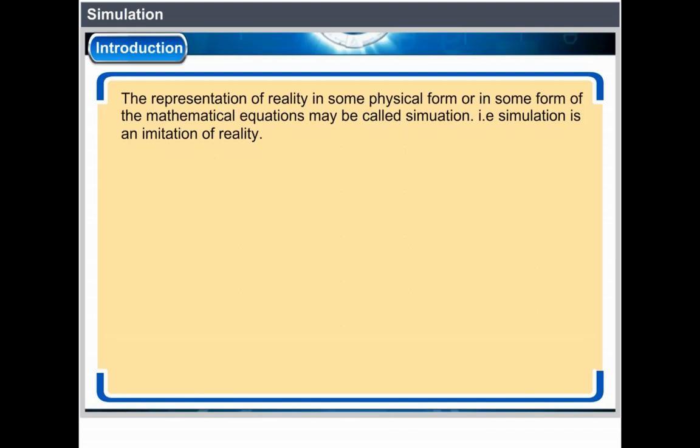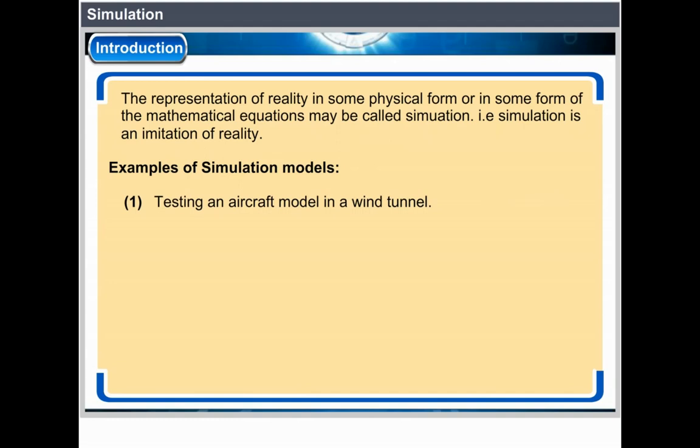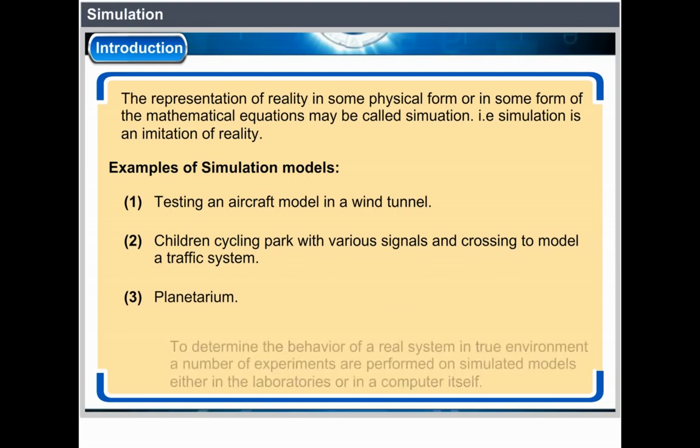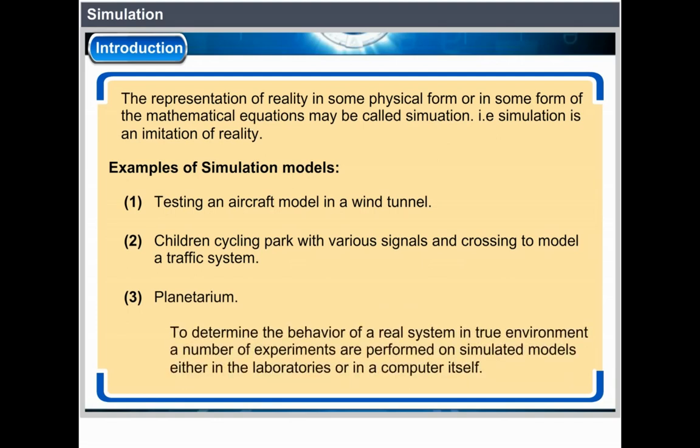Simulation. Introduction. The representation of reality in some physical form or in some form of mathematical equations may be called simulation. That is, simulation is an imitation of reality. Examples of simulation models. Number 1, testing an aircraft model in a wind tunnel. Number 2, a children's cycling park with various signals and crossings to model a traffic system. Number 3, planetarium. To determine the behavior of a real system in a true environment, a number of experiments are performed on simulated models, either in laboratories or in a computer itself.